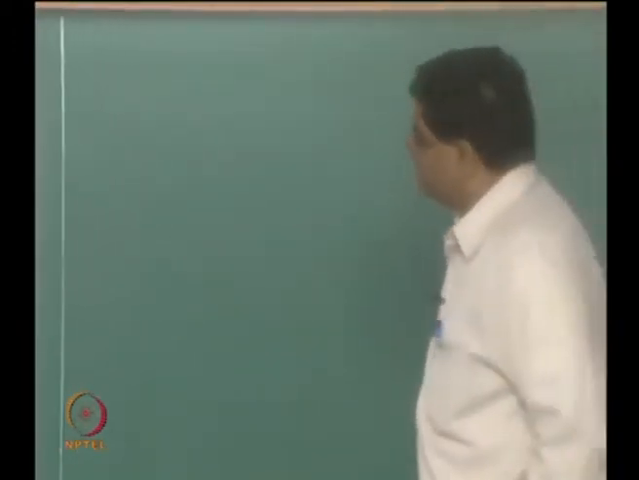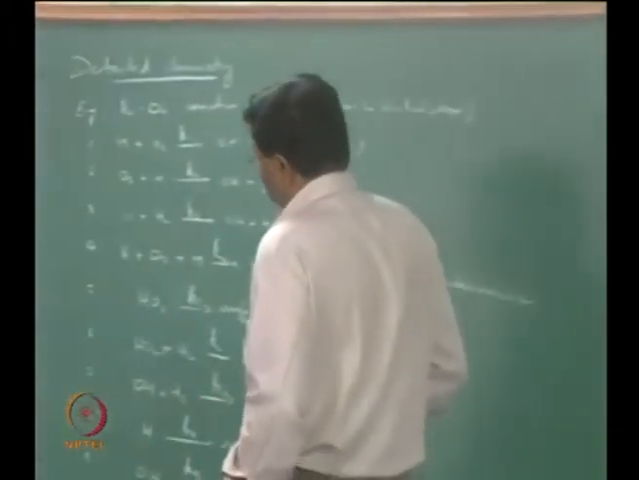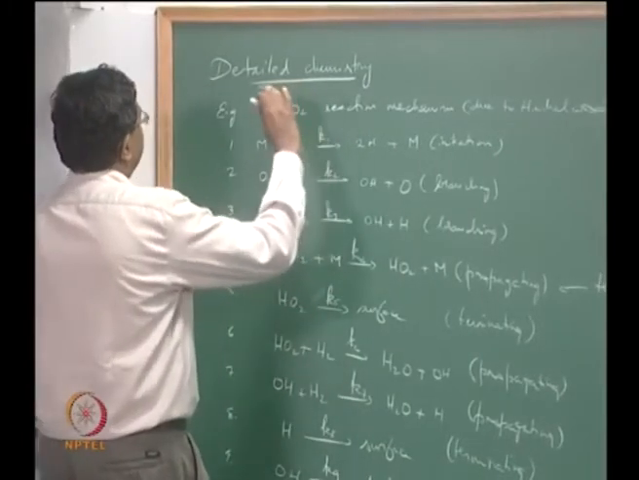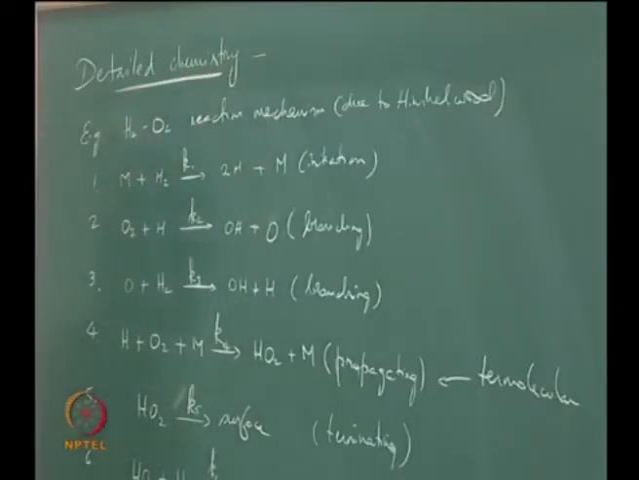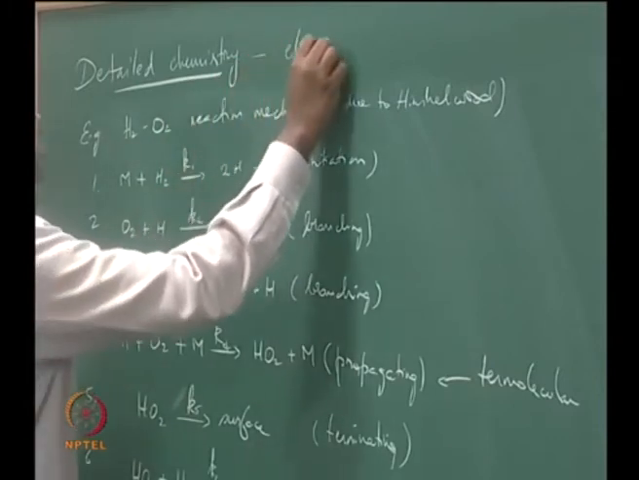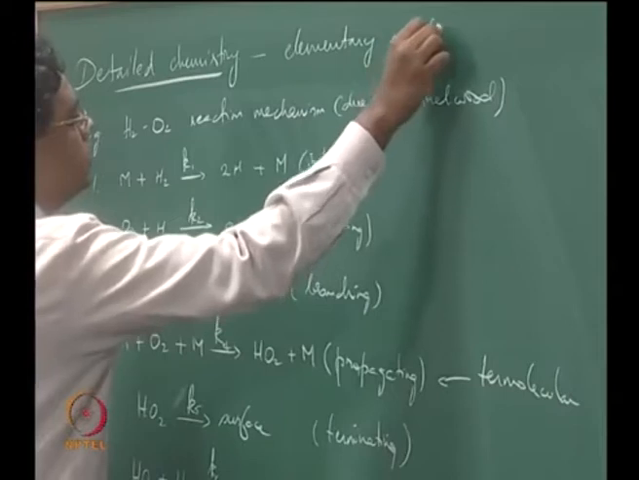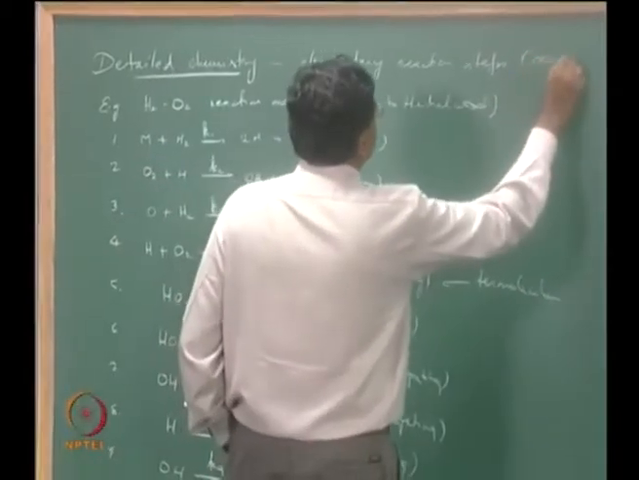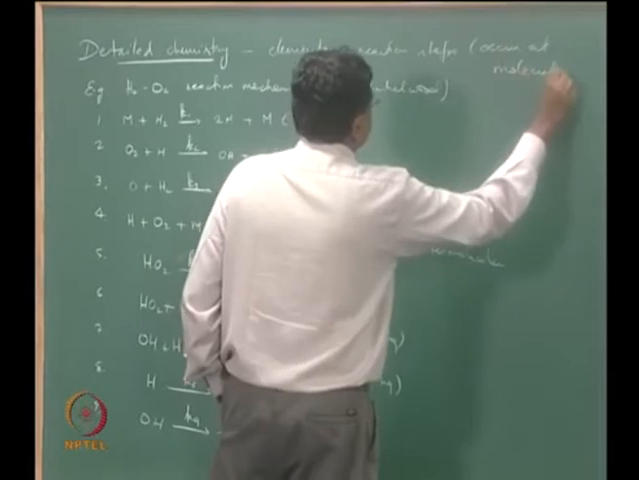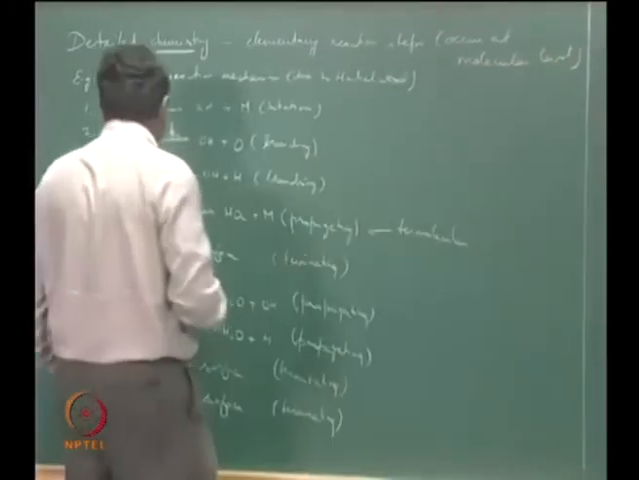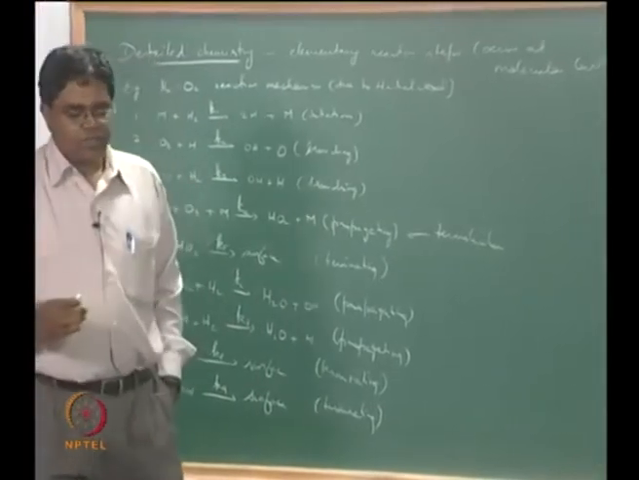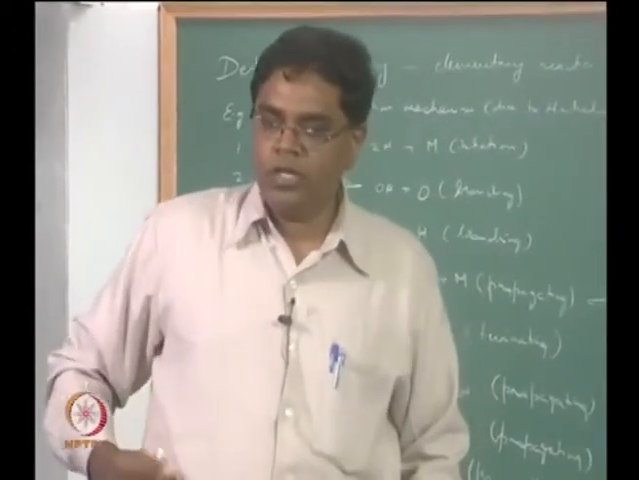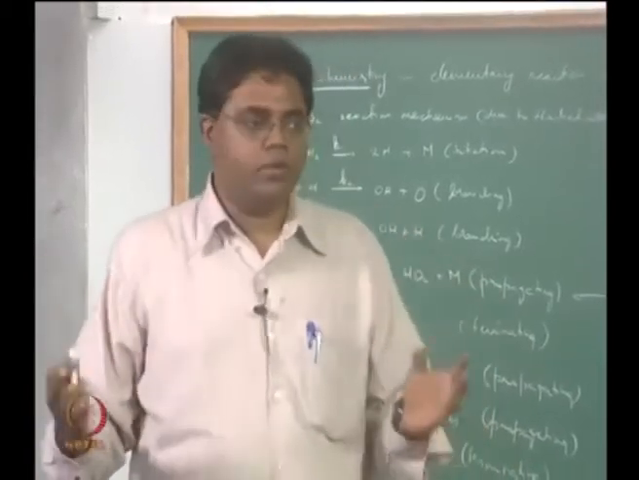So if you have to consider reactions happening at the elementary reaction level, then what we have to do is look at what's called detailed chemistry. In general, what happens with these reactions is there are typically a huge number of reactions that happen and involve a considerable number of species, okay.